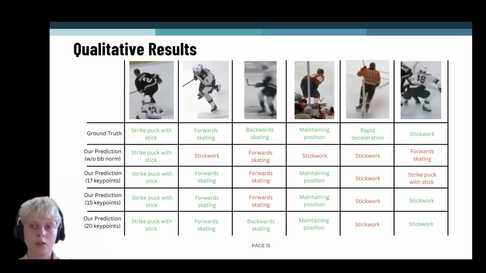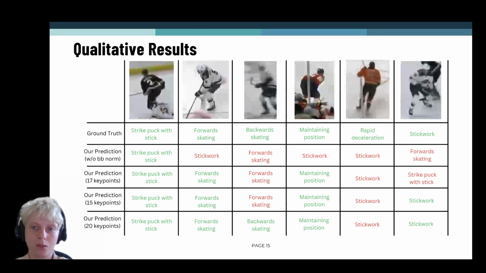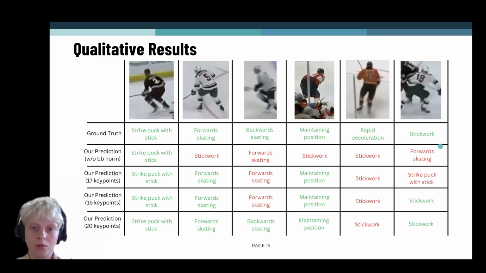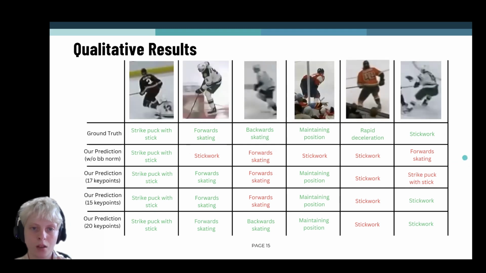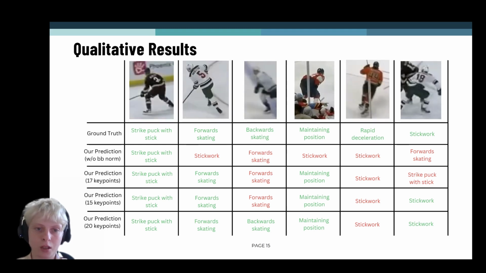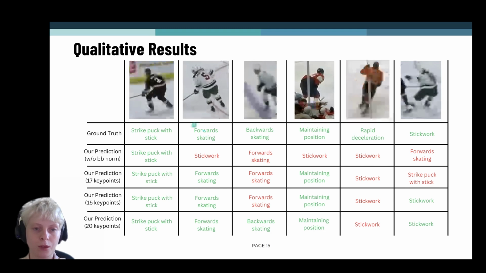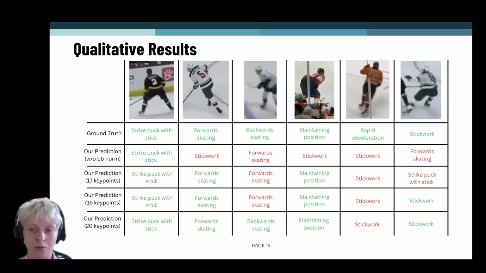This slide shows qualitative predictions across 6 representative hockey actions using different model configurations. Ground truth labels are in green, while incorrect predictions are in red. So without bounding box normalization, the model struggles with subtle distinctions. For example, it misclassifies forward skating as a generic stick work due to inconsistent player scale.